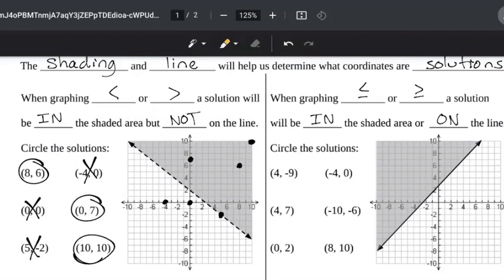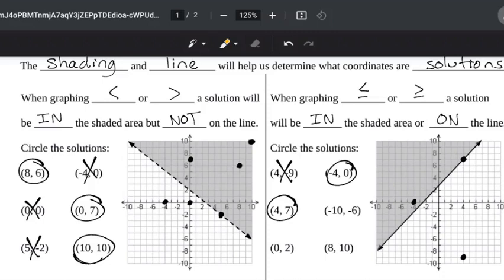Circle the solution. So to the right 4 and down 9. Well, that is pretty far from our shaded region or line. So that is not a solution. -4, 0. To the left 4, up 0. Well, that's in the shaded region. To the right 4 and up 7. That is on the line. So that is a solution because it's equal to the line.